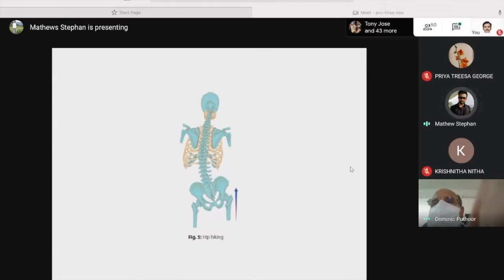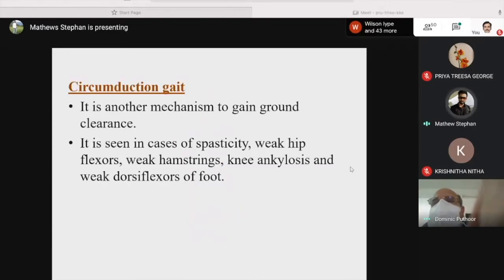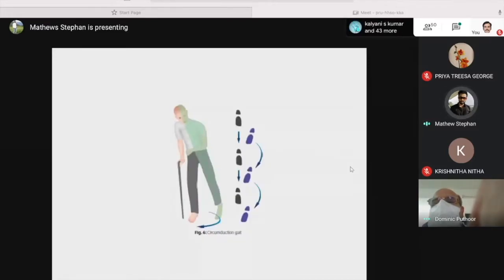Coming to circumduction gait, it is another mechanism to gain ground clearance. It is seen in the case of spasticity, weak hip flexors, weak hamstrings, knee ankylosis, and weak dorsiflexors of the foot. So here the patient is circumducting to clear the ground. We can see his footprints are there, where the right side is on the straight line, while the left side is circumductingly clearing off from the ground.